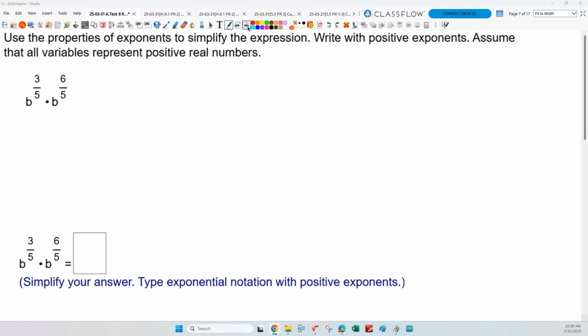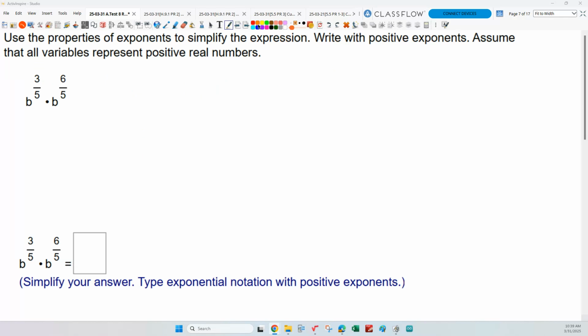All right, what about this? Use the properties of exponents to simplify the expression. And then they just want us to write our answer in exponential form with a positive exponent. Okay, this is super easy. We're just using a property of exponents that we've used many, many times.